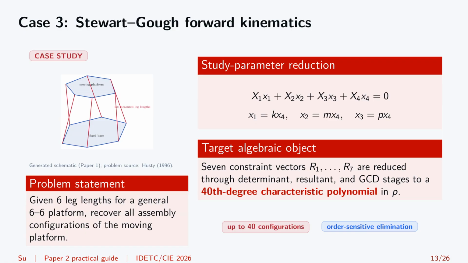The third family is Stewart Gough forward kinematics. Given 6 leg lengths for a general platform, recover all assembly configurations. The study's parameter reduction turns the geometry into a symbolic elimination problem with a characteristic polynomial of degree 40 and as many as 40 configurations.